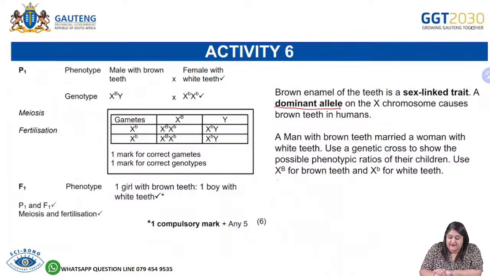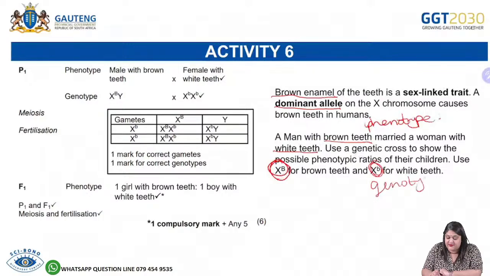Brown enamel of the teeth is a sex-linked trait. So they tell you brown enamel, and then they talk about white enamel. Here we have a man with brown teeth married to a woman with white teeth. That is our phenotype. What is the dominant allele? This one is the dominant allele, because it's telling us that the dominant trait is the brown one, and this one will be the recessive one, for white. So you need to put the phenotype and the genotypes when you are doing this. What do they want us to know? The phenotypic ratio of the children. That is what you need to understand.